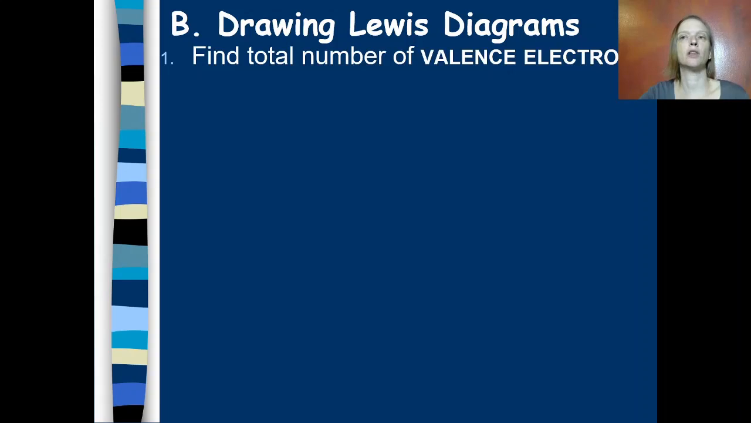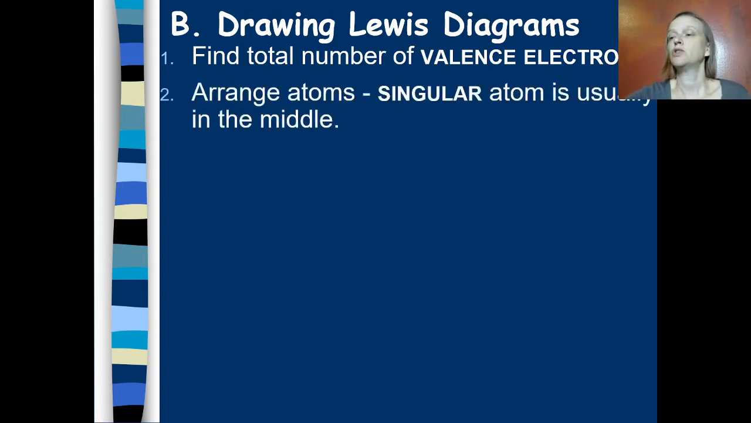So how do we draw Lewis dot diagrams for covalent molecules? It's a 5-step process, so let's look at what the steps are. First, you need to find the total number of valence electrons. Second, you need to arrange the atoms so that the singular atom is in the middle.